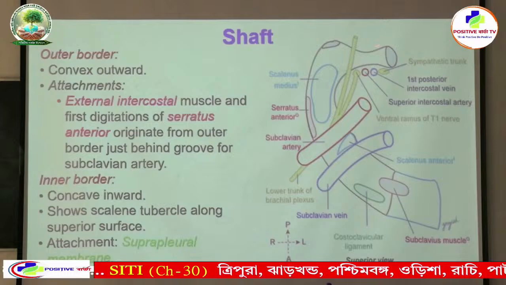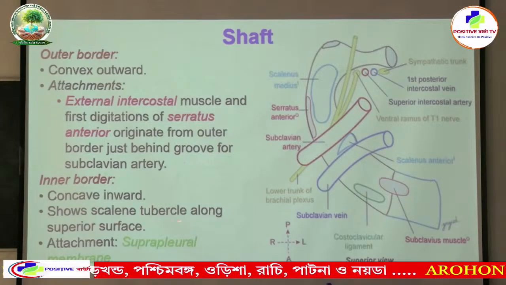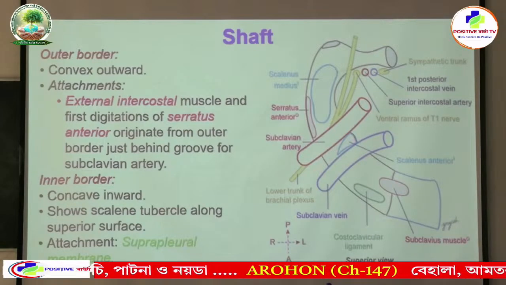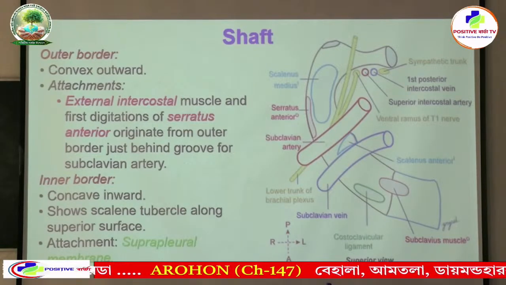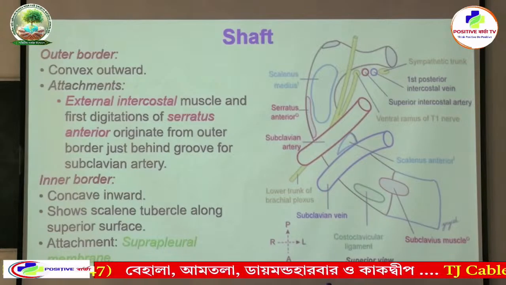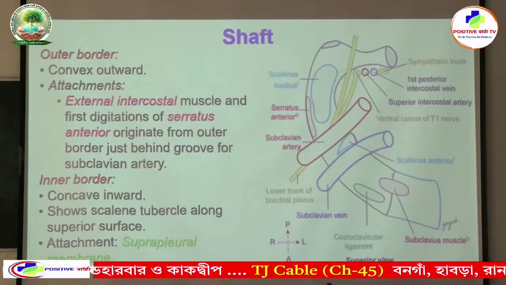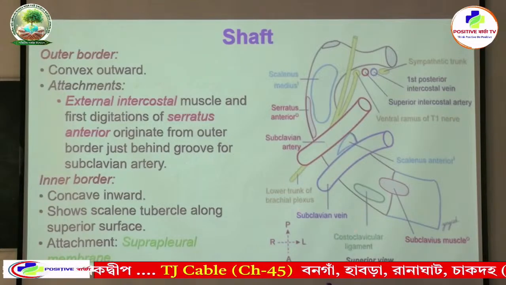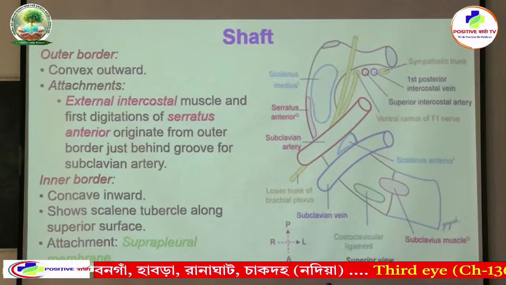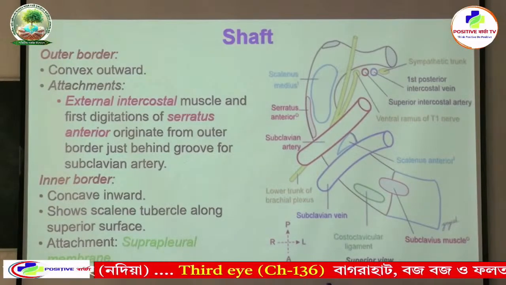Next we go to the inner border. This is the inner border. It is concave inward and shows the scalene tubercle along the superior surface. Here is the scalene tubercle. Attachment is the suprapleural membrane or Sibson's fascia. This is very frequently asked. What is the suprapleural membrane? It is attached along the inner border of the first rib, covering the apex of the lung. Understood?